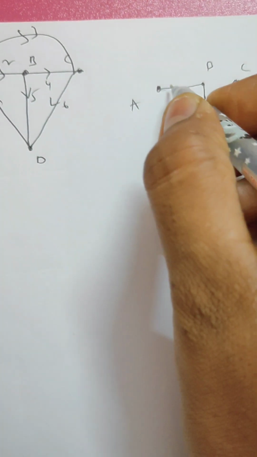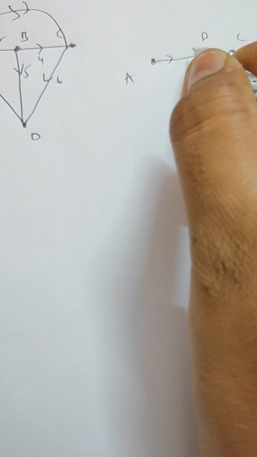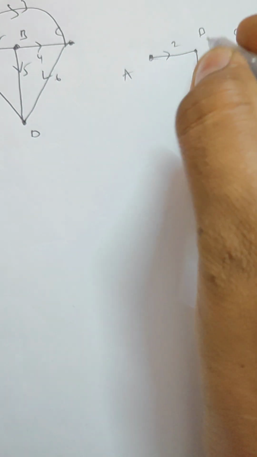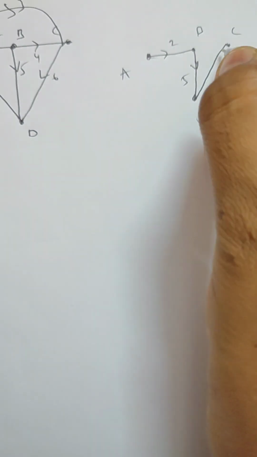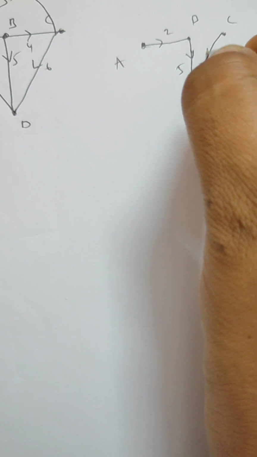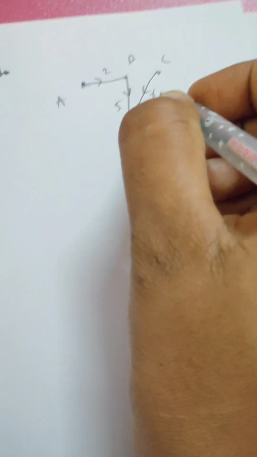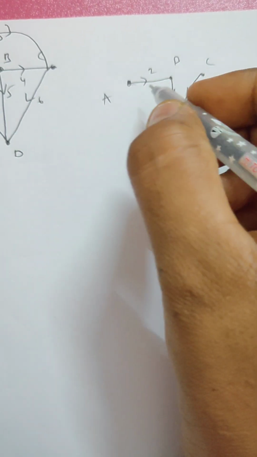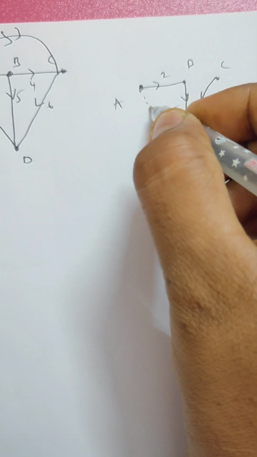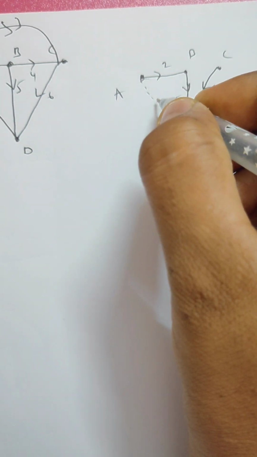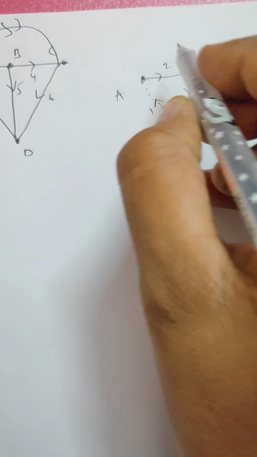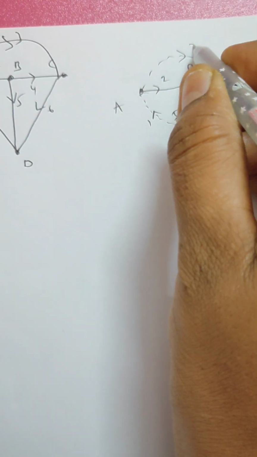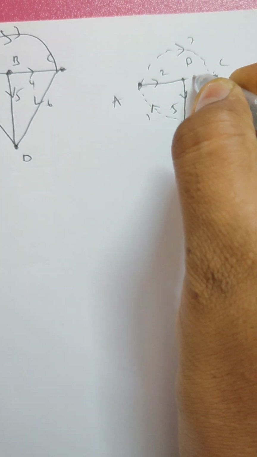So this is branch 2, this is branch 5, so this is branch 6. But to write down that cut set matrix, first of all we have to consider what the links are. So this is the link, and this is the link, and this is the link.